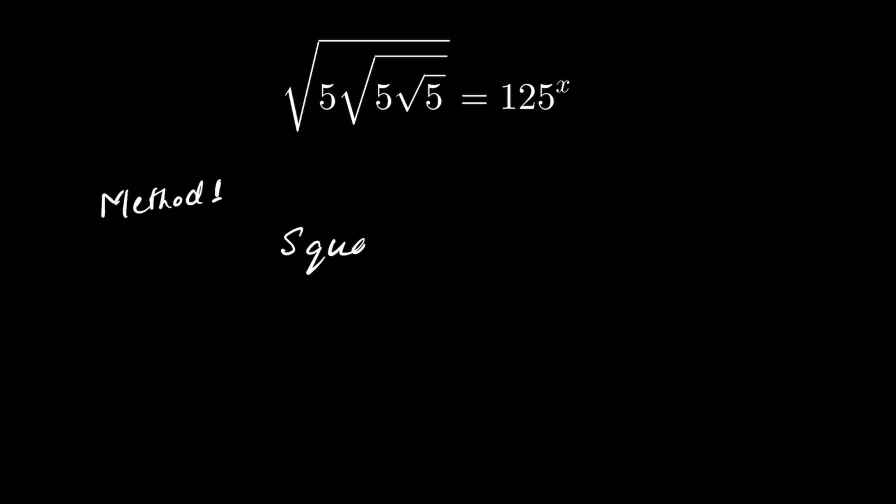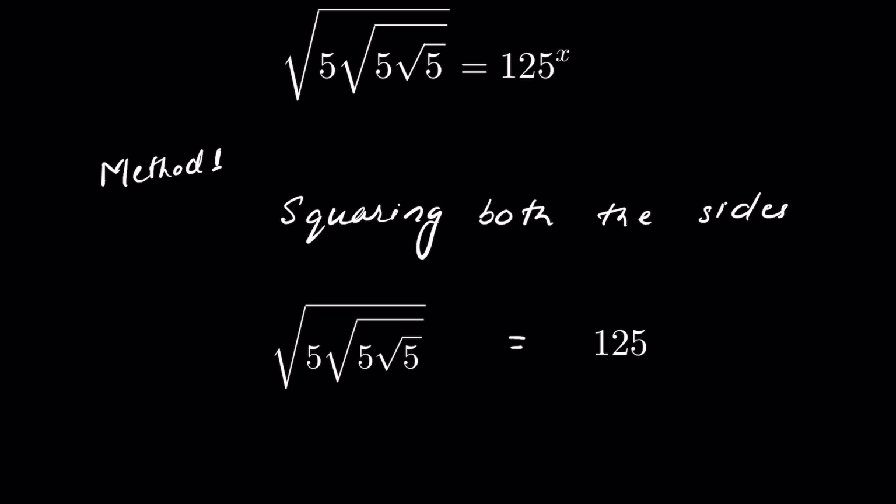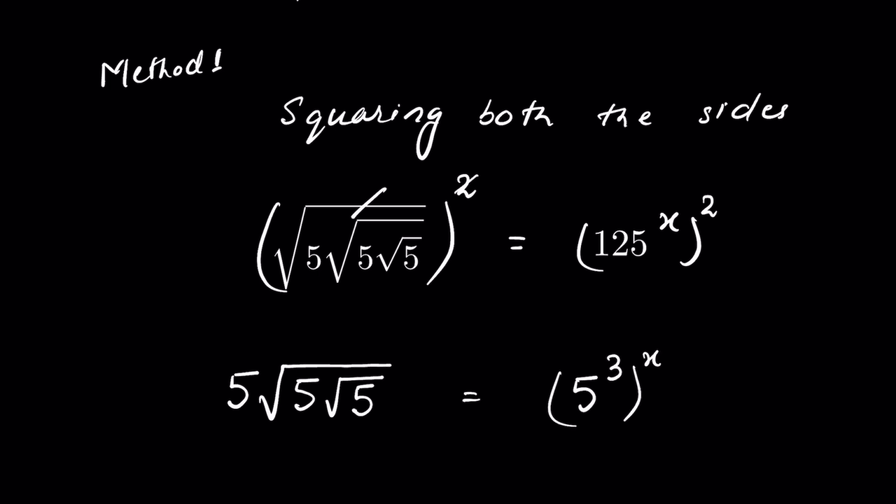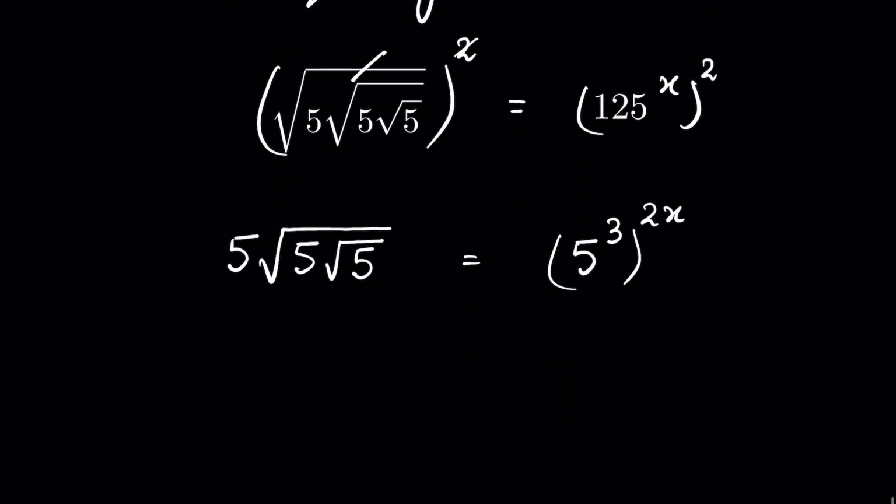So squaring both the sides, 125 raised to the power of x whole raised to the power of 2, then this whole raised to the power of 2. Now this square removes this square root, so it is now 5 times square root of 5 then times square root of 5 is equal to 125. We can write it as 5 raised to the power 3, then whole raised to the power x whole raised to the power 2. So it is 2x, because there is an identity where a raised to the power m whole raised to the power n is equal to a raised to the power m times n.